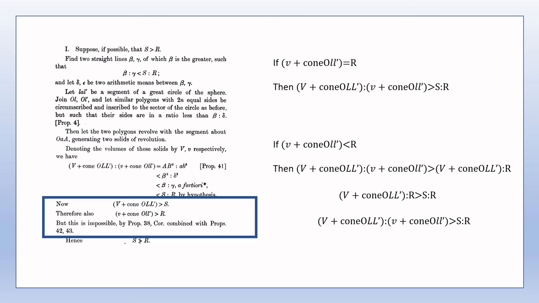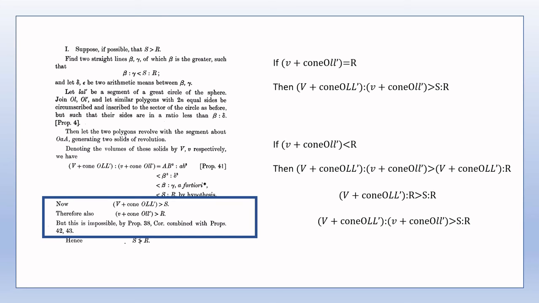And so we have that uppercase V plus cone OLL primed to lowercase v plus cone OLL primed is greater than S to R, and therefore we must have that lowercase v plus cone OLL primed is greater than R. Also for Part 1, the impossibility is due to the inequality lowercase v plus cone OLL primed greater than R, since we know that R is equal to the cone with base equal to the surface of the segment lowercase LAL primed and height equal to the radius of the sphere.